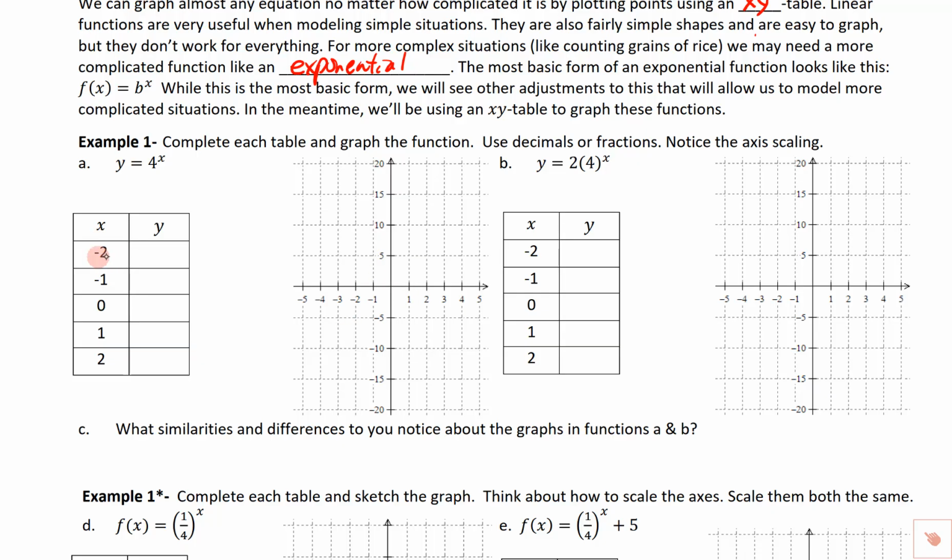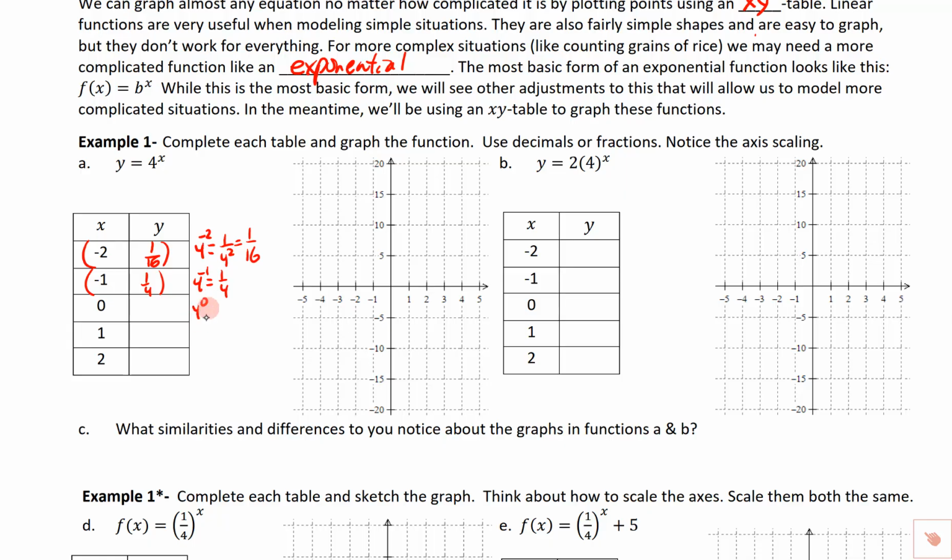So we're going to plug in a -2 and we're going to figure out what the y value is. So this is going to be 4 raised to the x, so that's going to be -2. Remember, the negative in the exponent means reciprocal, so this is going to be 1 over 4 squared. So this is going to be 1/16. So we've got -2 comma 1/16. That's going to be the first point that we're going to graph. And then we'll do another one. This is 4 to the -1. Again, the negative in the exponent means reciprocal, so this is 1 over 4 to the first. So this would just be 1/4.